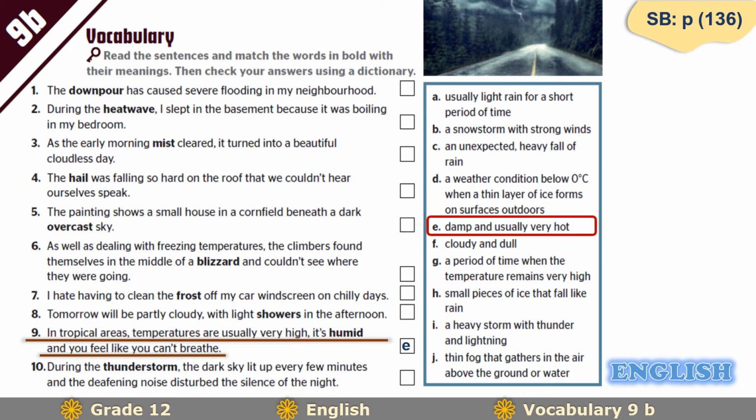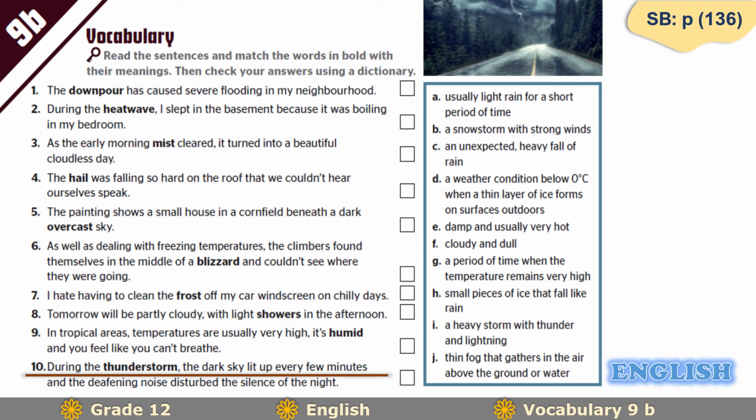The last sentence. During the thunderstorm, the dark sky lit up every few minutes, and the deafening noise disturbed the silence of the night. So the word thunderstorm goes with the answer I, which means a heavy storm with thunder and lightning. Well done.